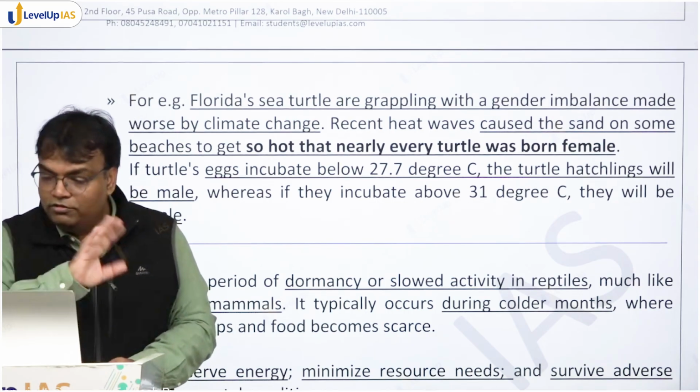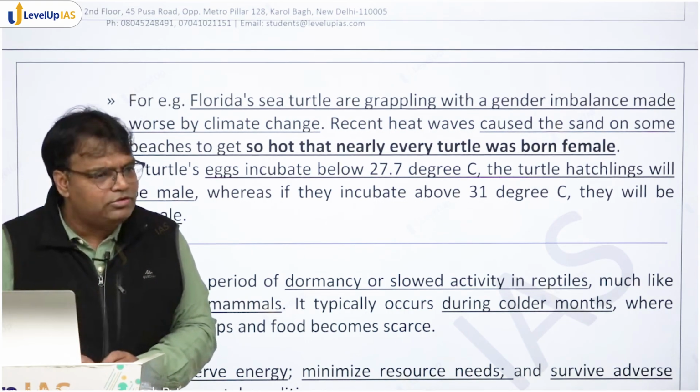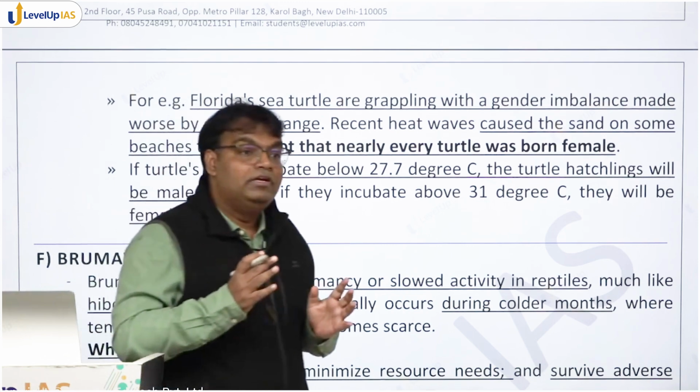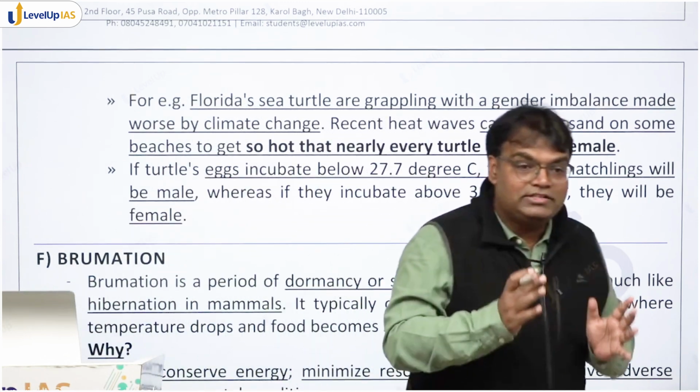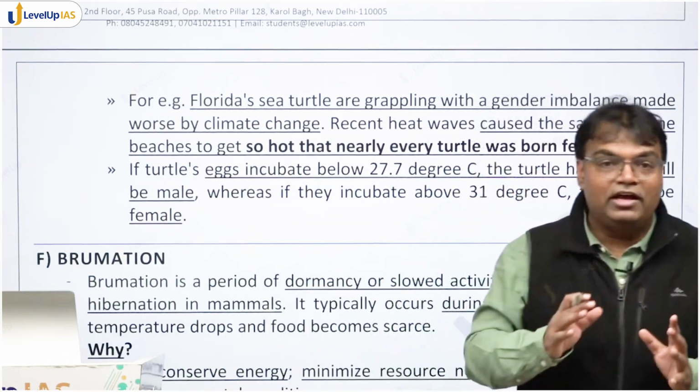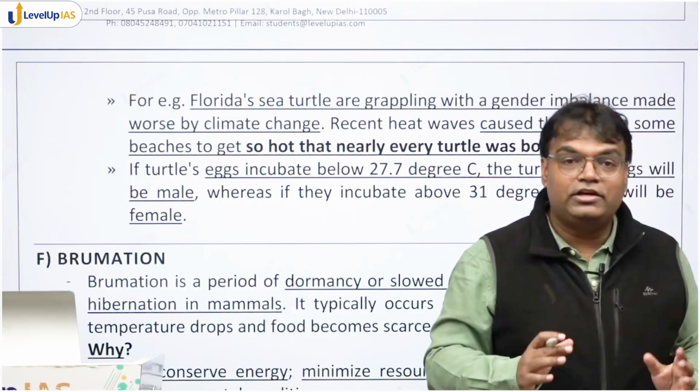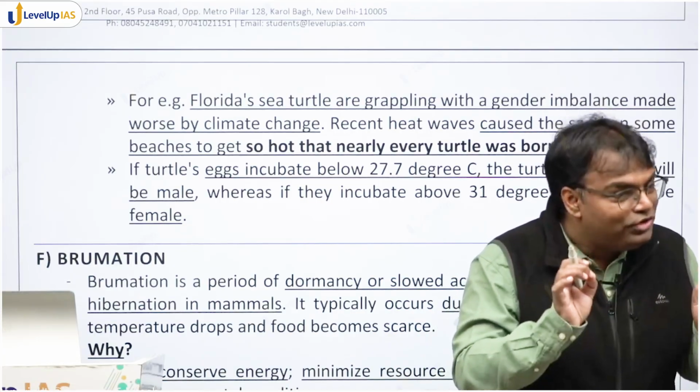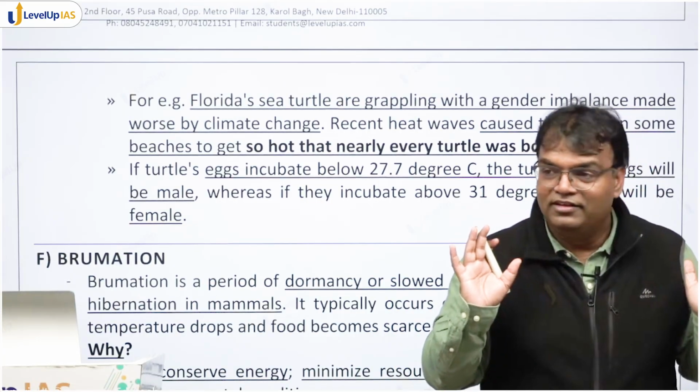But there may be variations there also. There may be scenarios there also. But this is what? Temperature dependent sex determination. This is a characteristic in the biodiversity around us. We should know it. We should understand it. Did everyone understand?